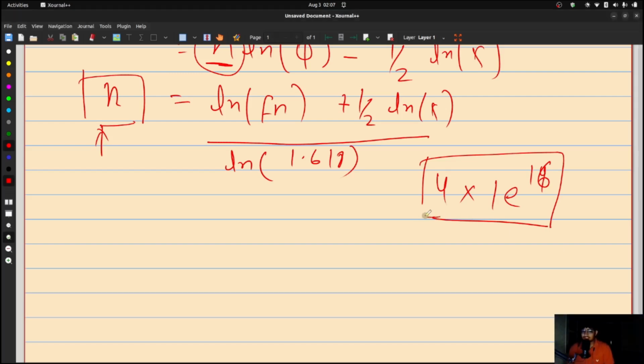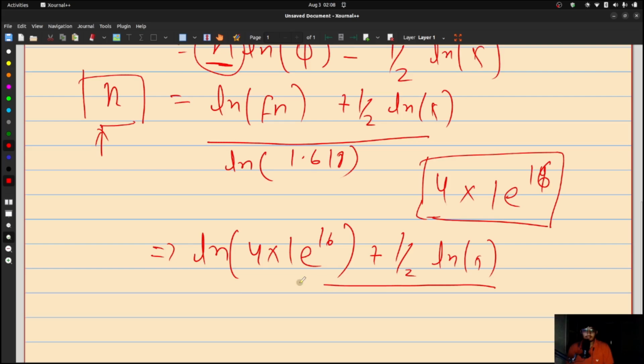So if this is the max input value, then how many iterations do we need to do? Let's see. So ln of 4 times 1e to the power 16, plus half of ln of 5, divided by ln of 1.618. Can I say that? Yeah, surely.